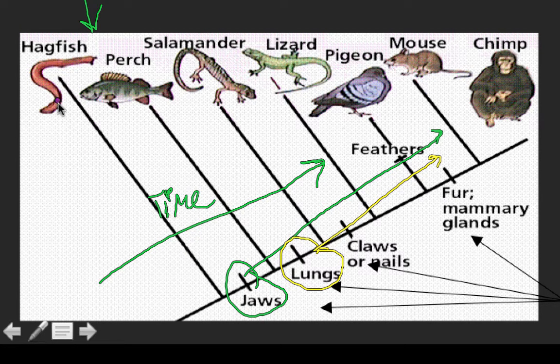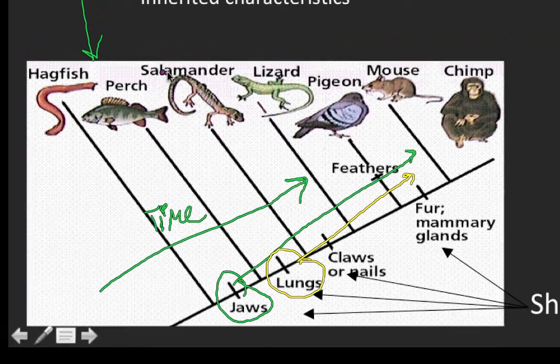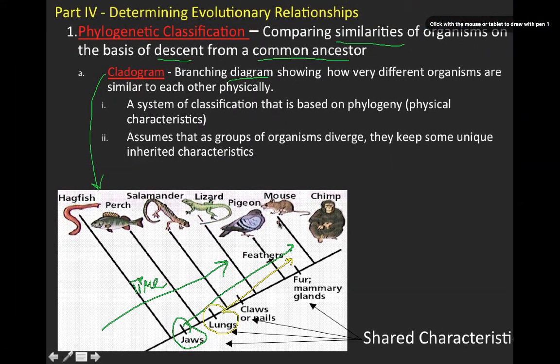So we can see that we have very primitive species like a hagfish. It doesn't even have jaws. So there is no jaws here. Once the evolutionary trait of jaws is shown, we see that fish and salamanders and lizards and pigeons and mice all share those characteristics.